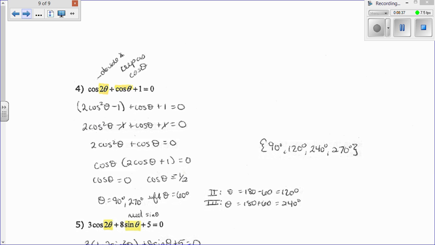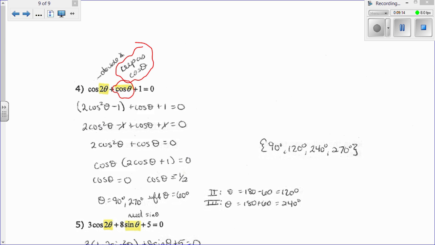Cosine 2 theta plus cosine theta plus 1 equals 0. Well, cosine 2 theta is a double angle. And in this case, because this is cosine theta, we need to keep it as cosine theta. So on your pink sheet that you get on the Regents exam, you need to find the cosine of a double angle that is only in terms of cosine. And when I do that, I'd have 2 cosine squared theta minus 1 in place of the cosine 2 theta, plus cosine theta plus 1.